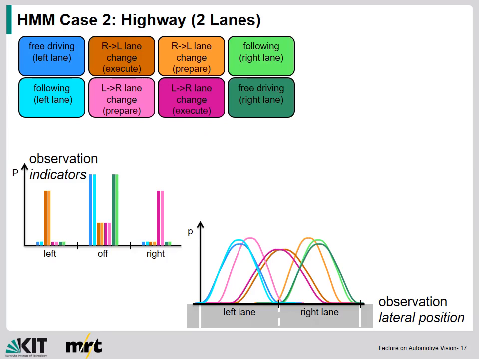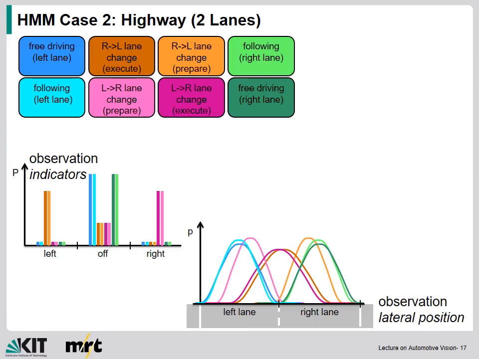And therefore we would put a Gaussian with an expectation value at the center of the right lane and with a certain standard deviation, so that the probability of being outside of the right lane is very close to zero. If we consider the lane change execution step for the left to right lane change, this is the state that is encoded with dark violet color, then of course we expect that the vehicle is somehow over the boundary of the two lanes. That means that somehow the position is between the lanes.